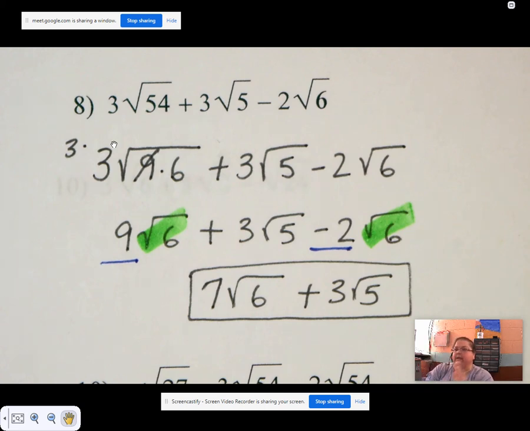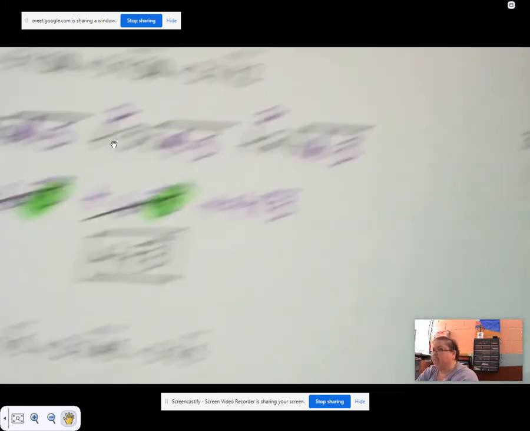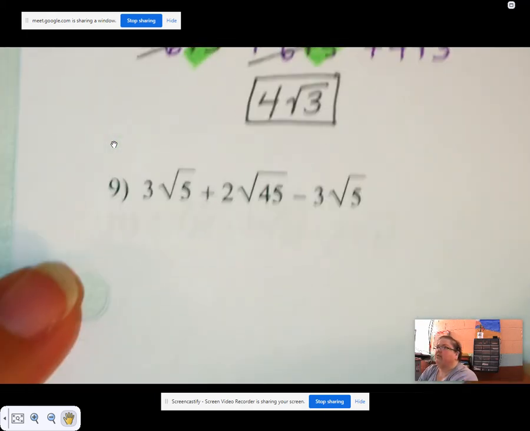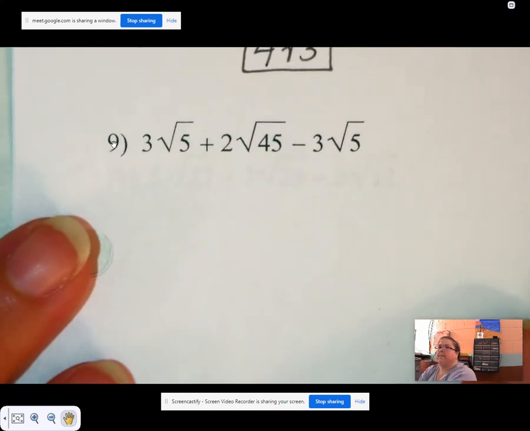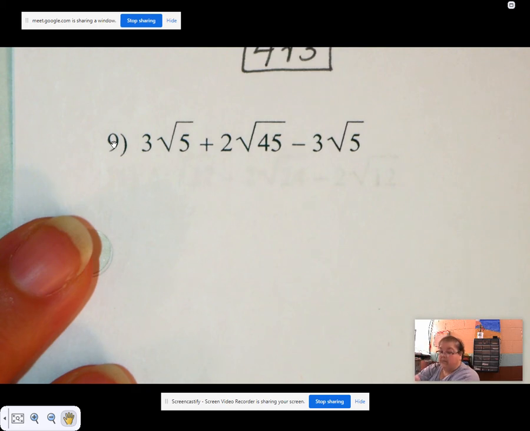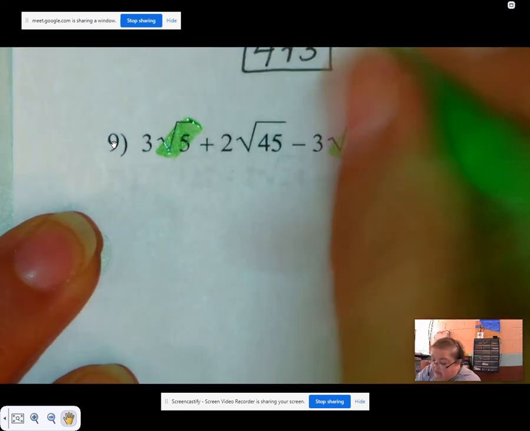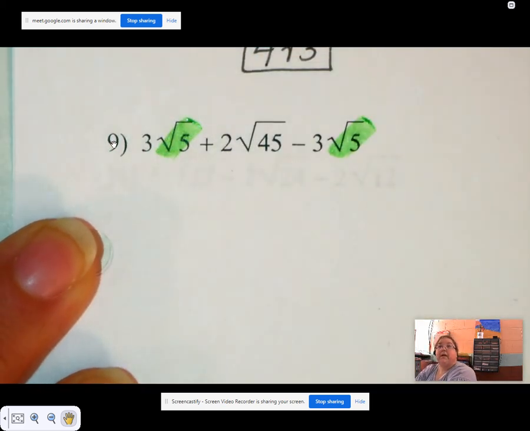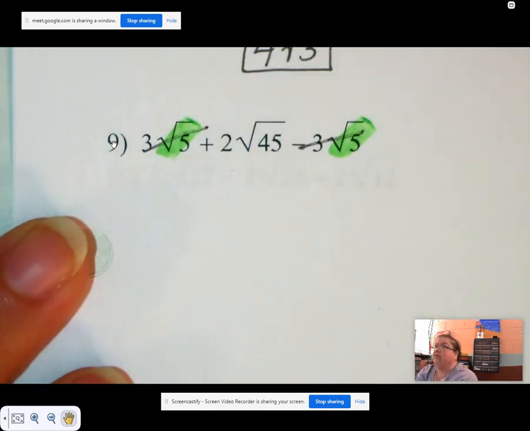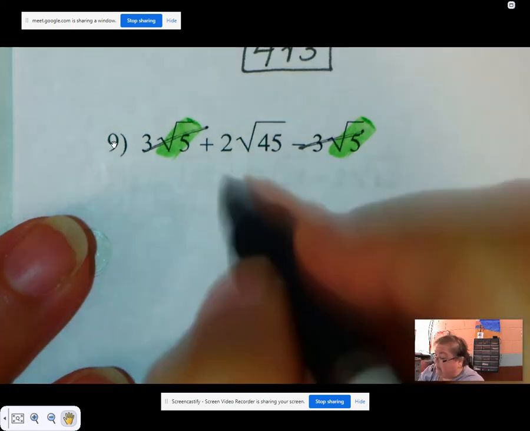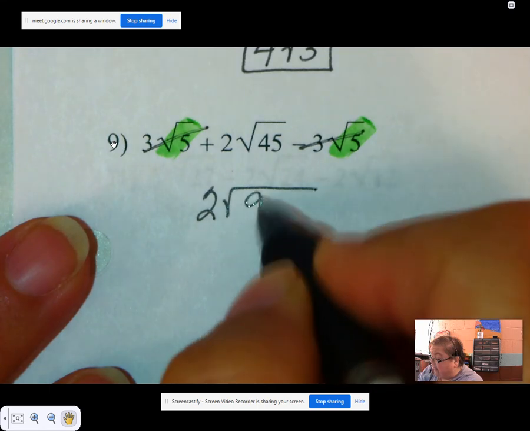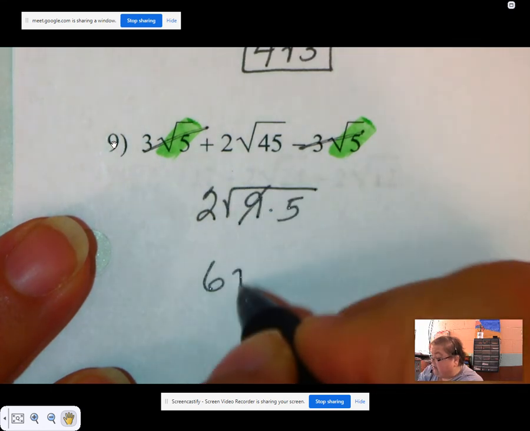Look at problem number 9. Anybody notice something immediately? The root 5s are already like radicals. What do you notice about them? They make a 0, exactly. So I do not have to work with those from the onset. Then I'd look at what was left and I'd go, oh, I know I can simplify that and get 6 root 5.